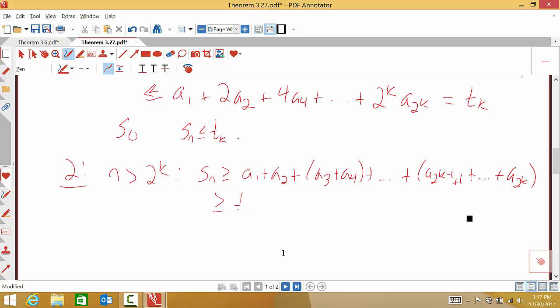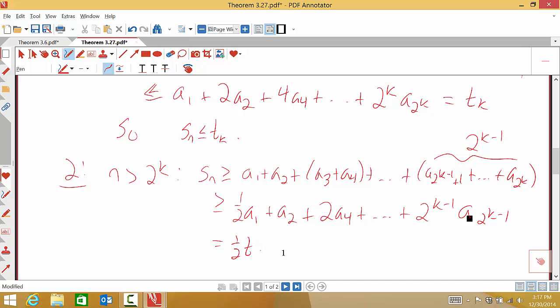This is less than or equal to a1 is certainly smaller than 1/2 a1. And I can have a2 here, leave that one alone. a3 and a4, these guys are less than 2a4, okay, because a3's got to be greater than or equal to a4, and I can keep doing this. The way I've paired these guys up, in this pairing here I have 2 to the k minus 1 terms, and the smallest term in here is a sub 2 to the k minus 1. Okay. Well, this is exactly 1/2 t sub k.